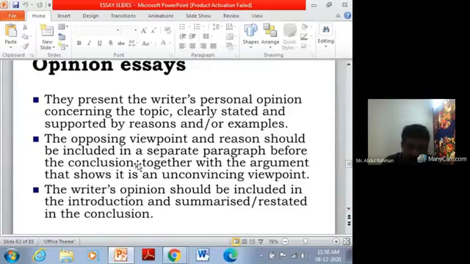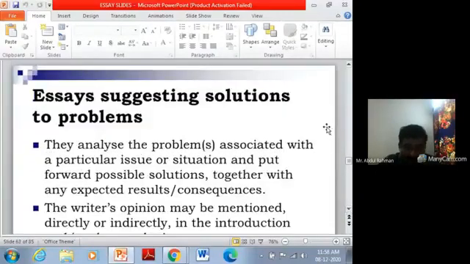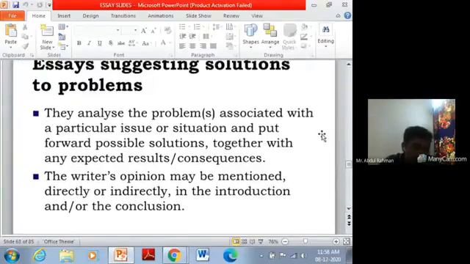The writer can add his opinion in the introductory paragraph or in the concluding paragraph. The writer's personal opinion can either be in the introductory paragraph or in the conclusion. And now I am going to the third type of argumentative essay, that is the essay suggesting solutions to some problem. They analyze the problem associated with a particular issue or situation and put forward possible solutions together with expected results, outcomes, or consequences. The writer can point out his opinion directly or indirectly in the introduction or in the conclusion.